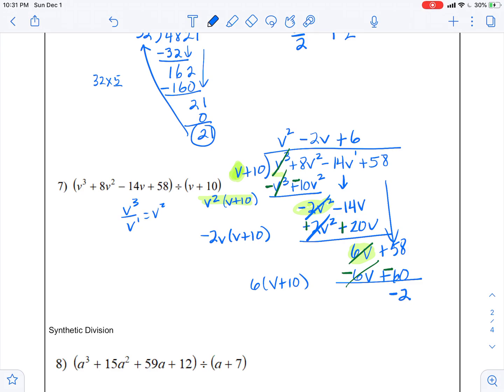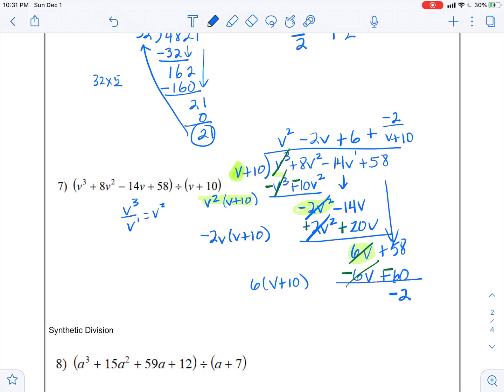So again, just like I showed you before, we write that as a fraction. So it is plus a negative 2 over v plus 10. Now, you could have written that as minus 2 over v plus 10. Either way, but for some kids, they like just putting the plus and leaving the negative in the numerator. That would be your final answer.